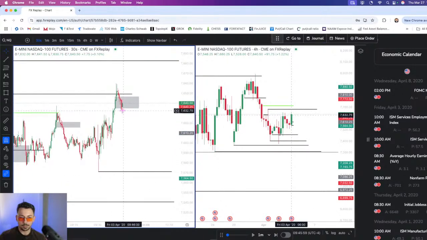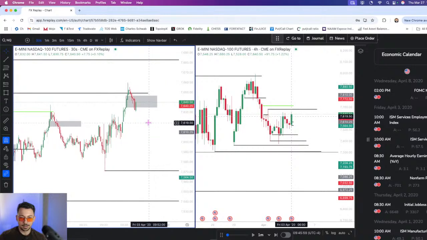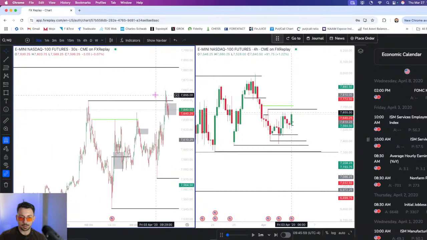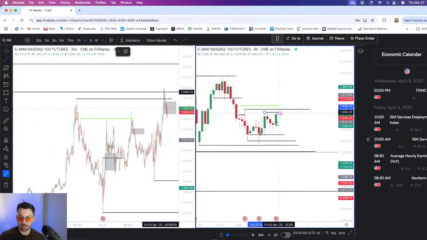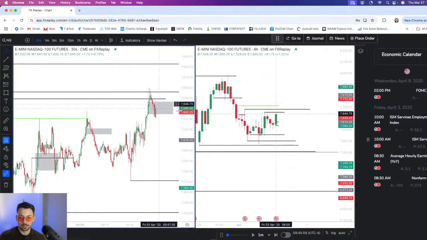Okay, so that looks pretty decent. I'm not going to lie. What do you guys think? Is this a good setup or not? Give it a rating out of 10. So we've swept high of day by a tick. Or we swept this internal high by a tick, and now we have a pretty nice looking inverse.